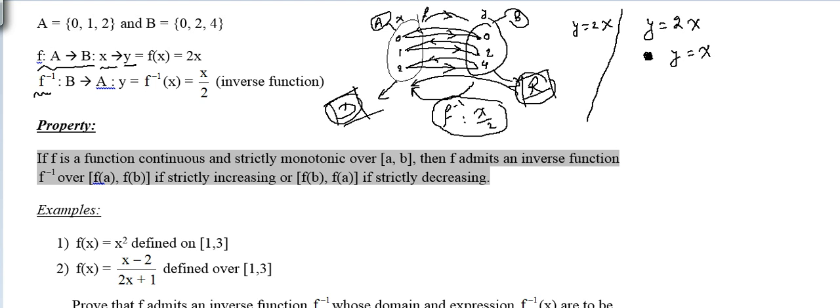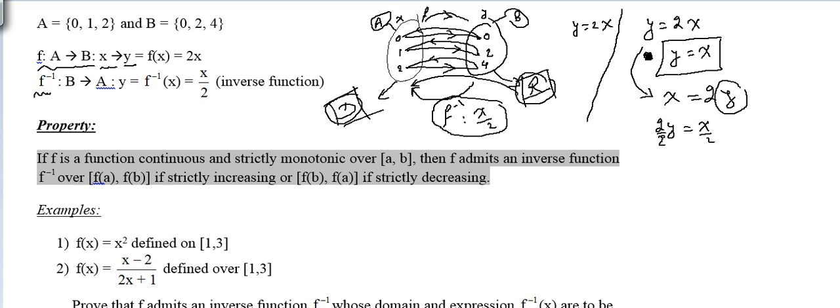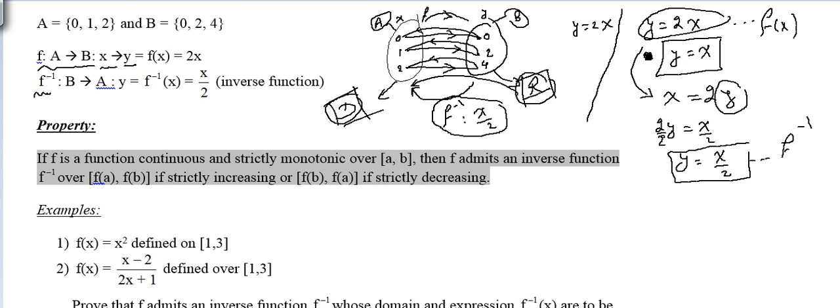This means we substitute instead of y, x, and instead of x, y. We say we interchange. Interchange means go to the original relation and interchange. Instead of y, we put x, and instead of x, we put y. Then we go to solve for y. Find y. If 2y equals x, then we divide both sides by 2. We get y equals x over 2. And if y equals 2x is the function f of x, this one will be the inverse of f of x.